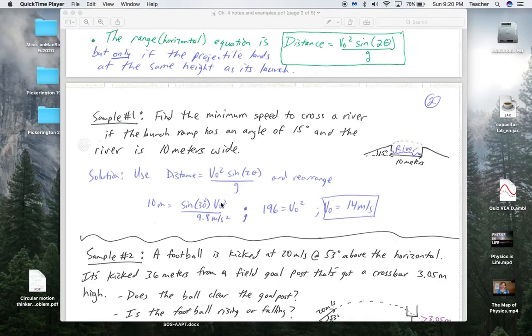So I'm going to go through a couple examples. One example is find the minimum speed to cross a river when the launch ramp has an angle of 15 degrees, the river is 10 meters wide.